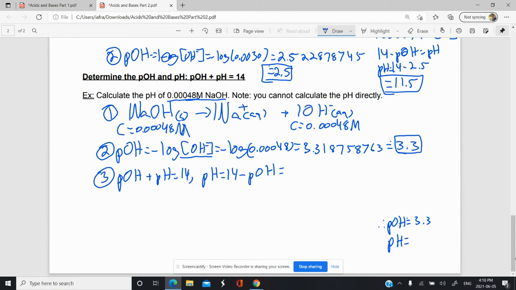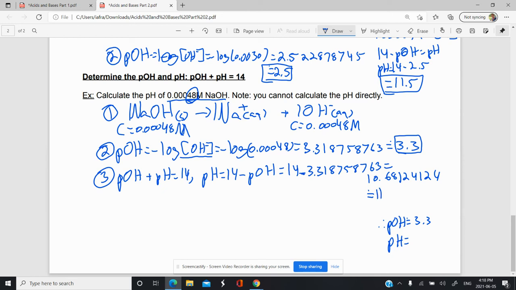And so we can do our 14 minus 3.318758763. And we get approximately 10.68124124 as our pH. And then we can put the proper number of sig figs. So it looks like we need to have 2 sig figs in this question here, because that's what we had to start off with over here. So if we want 2 sig figs, it looks like we can round that up to about approximately 11.